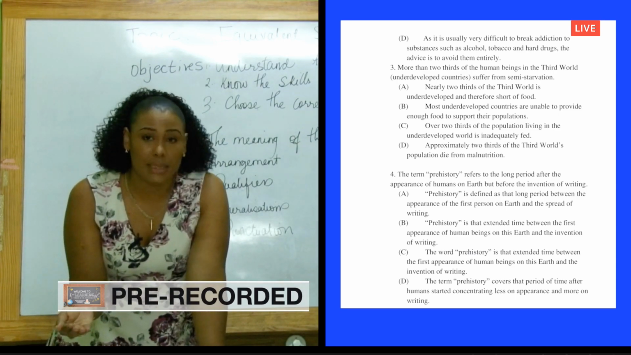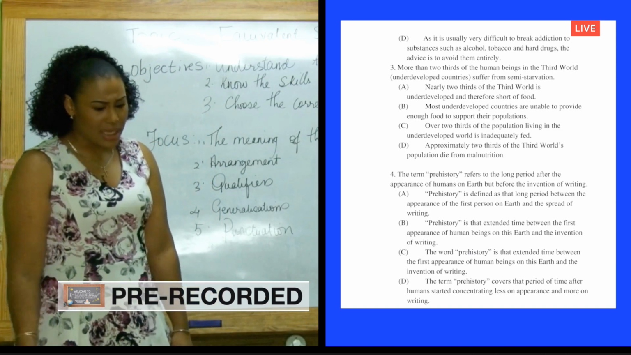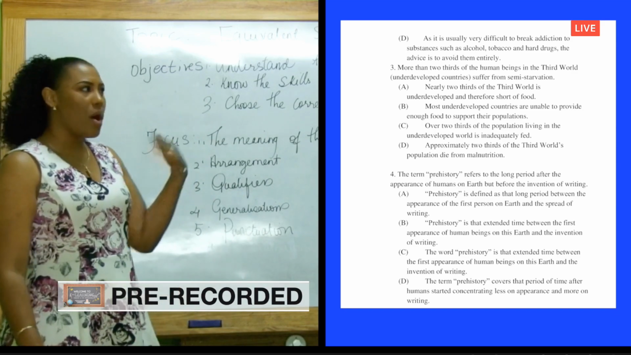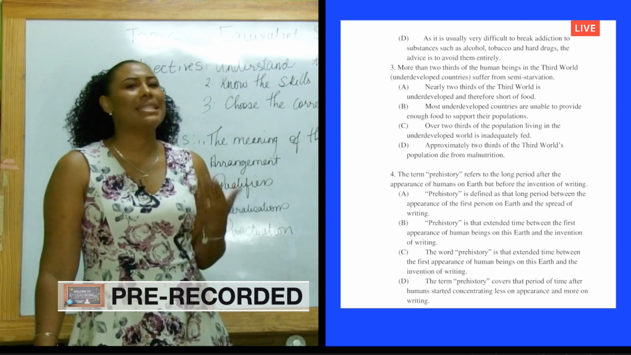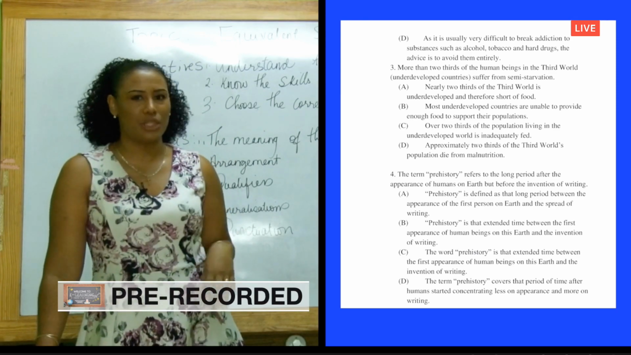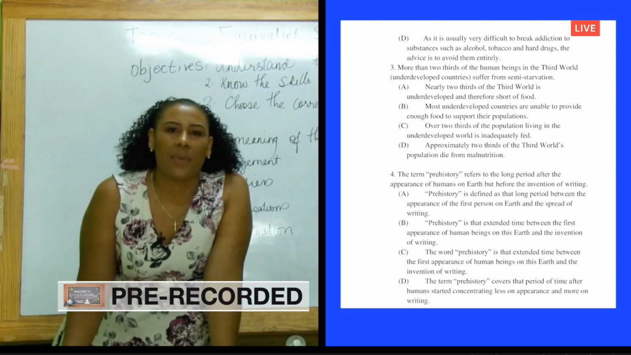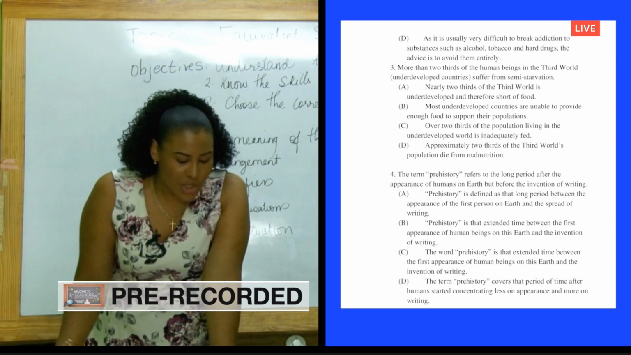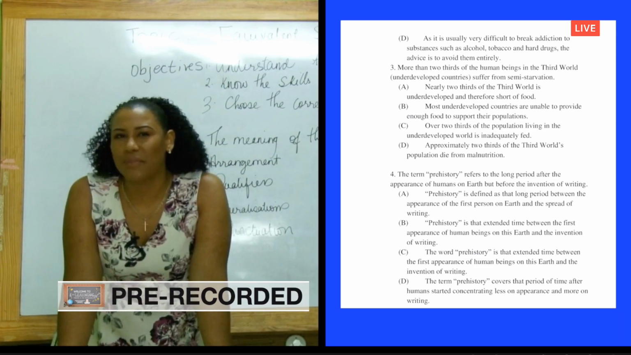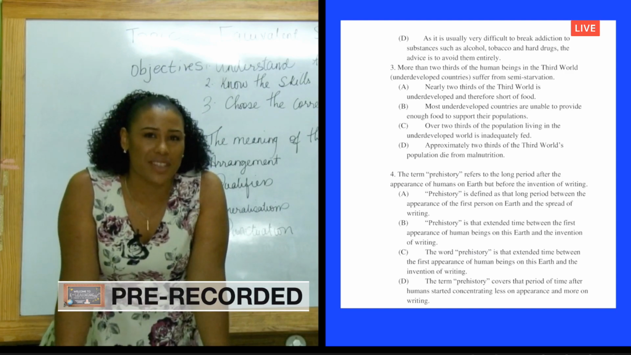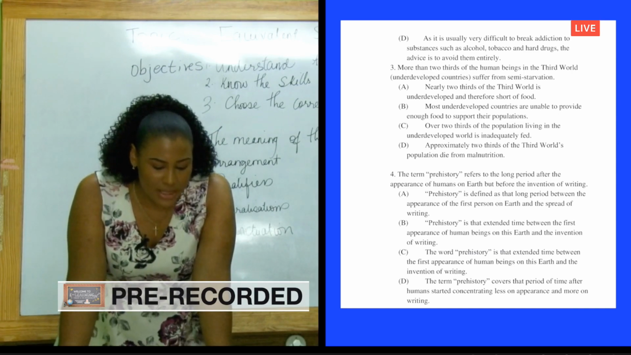Option D, the term prehistory, now there's the term prehistory, covers that period of time after humans started. But then it goes seriously off when it says concentrating less on appearance. Now what this option is doing is looking at the meaning of the word appearance. It is taking that word appearance a little too literal. It does not mean your physical appearance, but rather human beings existing on Earth. So this option is changing the meaning of the word being used, appearance, and taking it a little too literal to mean your physical look.